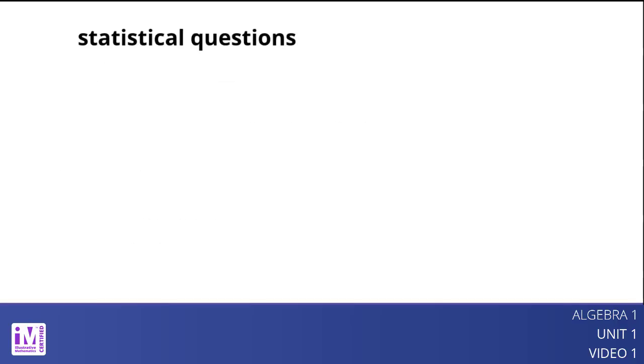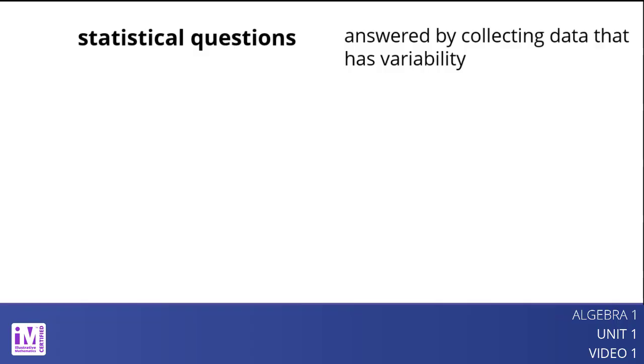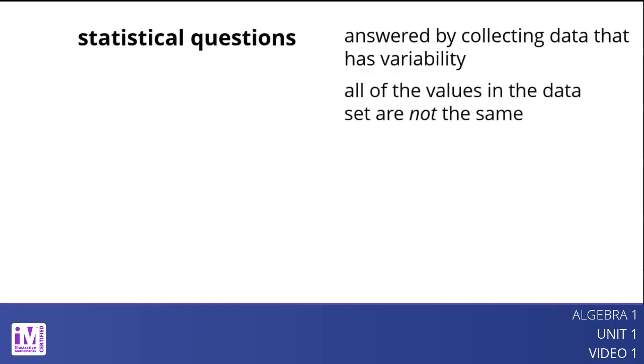The question that you ask determines the type of data that you collect and whether or not there is variability in the data collected. These are examples of statistical questions because they are only answered by collecting data that has variability. In earlier grades, you learned that there is variability in a data set if all of the values in the data set are not the same.